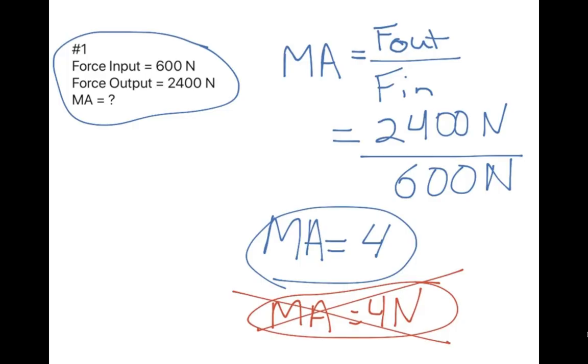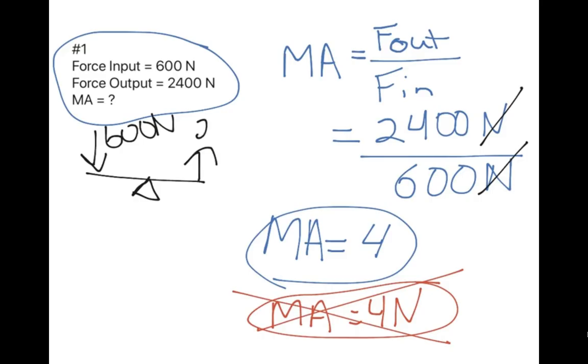We can see that as well with our division. Newtons divided by newtons is 1. They cancel. So there are no units remaining. May help you as well. Draw a little picture. We got a little lever. We're pushing input force, 600 newtons, output force 2,400 newtons.